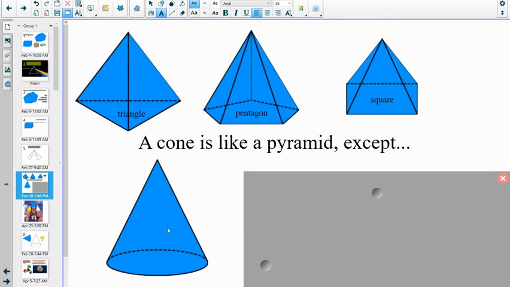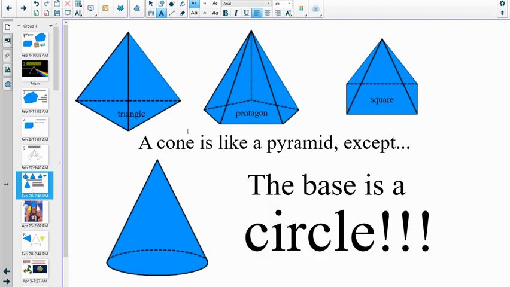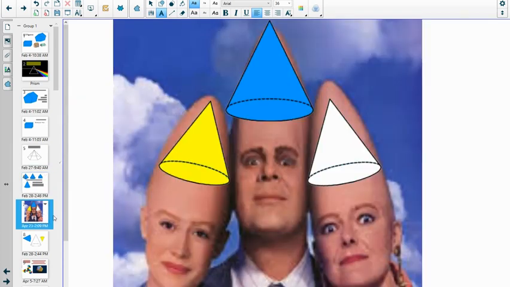This looks like a pyramid, except instead of a polygon on the bottom, I've got a circular base. And so the word cone we'll use when we're describing something that looks kind of like a pyramid, except the base is a circle.